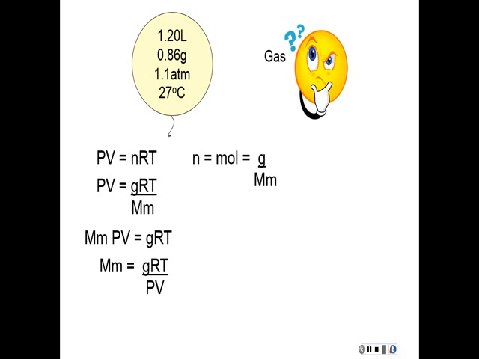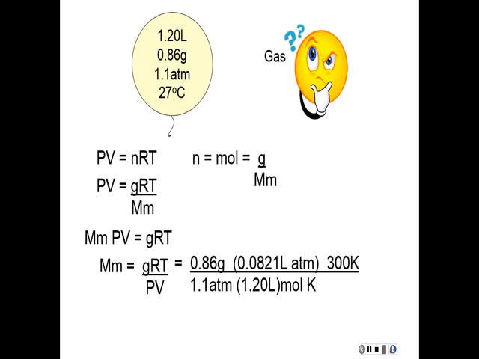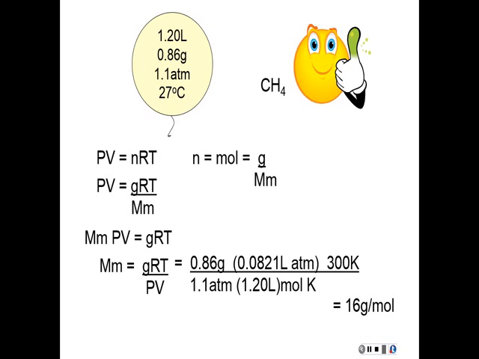Now I can just plug in my data and let's see what we get. So, canceling: atmospheres would cancel, liters would cancel, Kelvin will cancel, and I'm going to be left with grams per mole, and that is molar mass. So what do we get for an answer? 16 grams per mole. Now I wonder what common gas that could be. Well, as it turns out, that could be CH4, and that would be our answer.